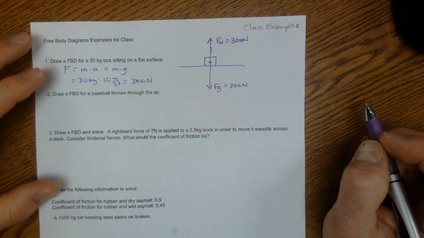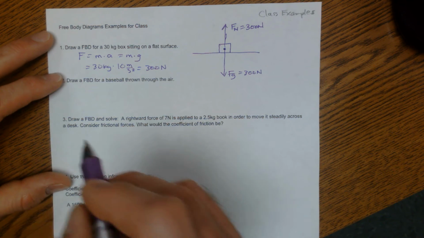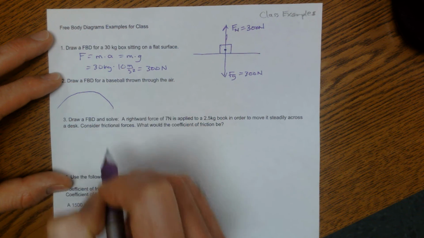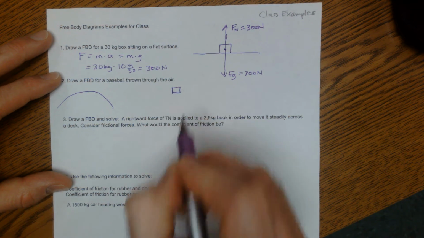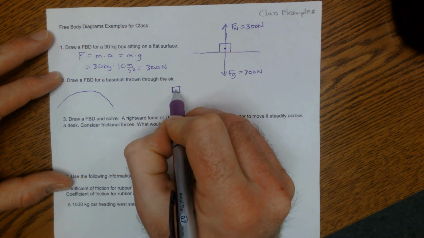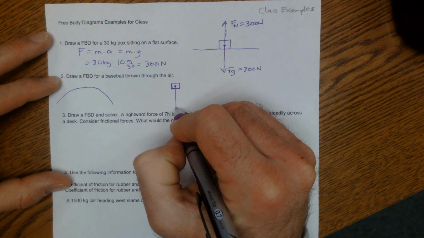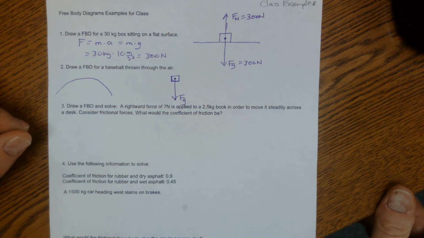All right, so let's do number 2 quick, and then we'll break and switch to the other ones. So if you have a baseball thrown through the air, that ball is probably going to be doing some path like this. Now, once it leaves your hand, we represent the baseball with a box. It's not supported by anything. We don't know what the force is, so we're just going to call it the force of gravity.